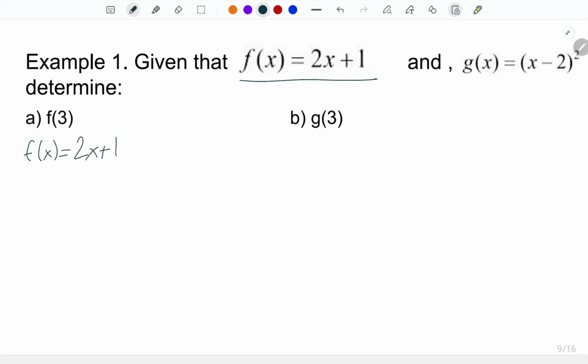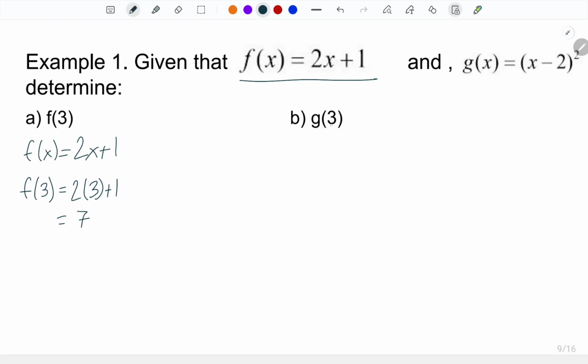I'm just going to rewrite this down below. Now, if we rewrite that with a 3 inside the brackets, whatever's inside the brackets is what you're inputting, that's your input into your function. Well, the function is 2x plus 1. So for x, we now replace it with 3. And so it's just 2 times 3 plus 1, which is just 7.